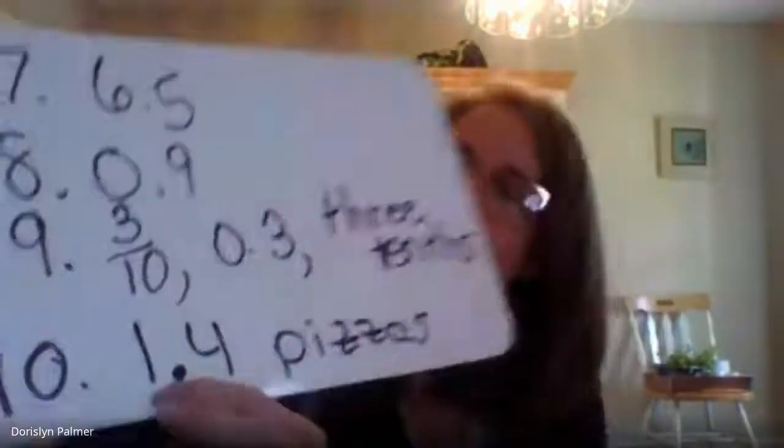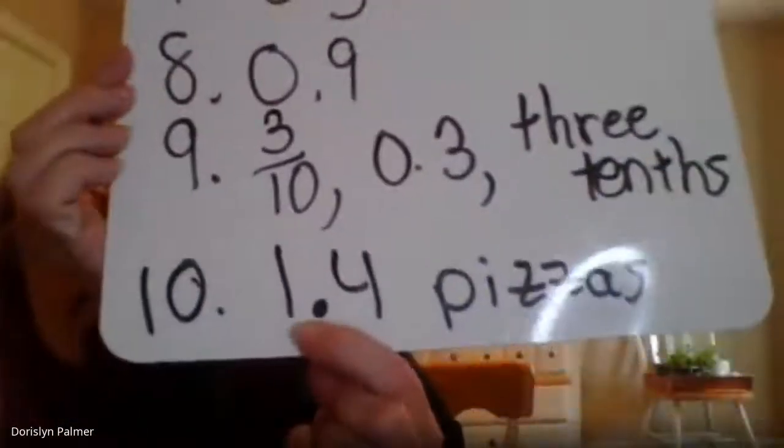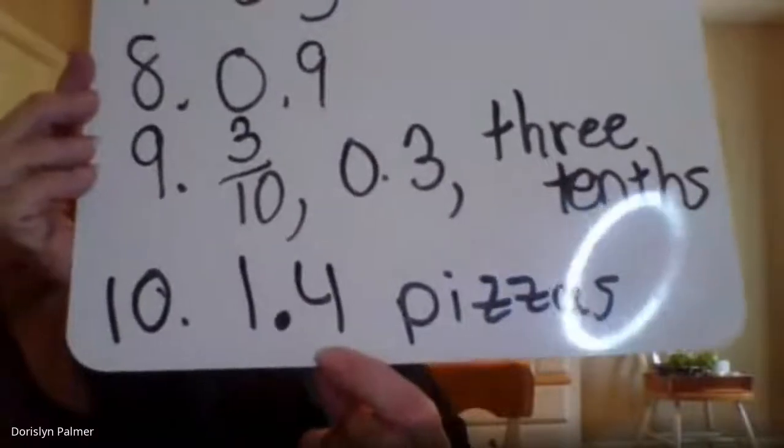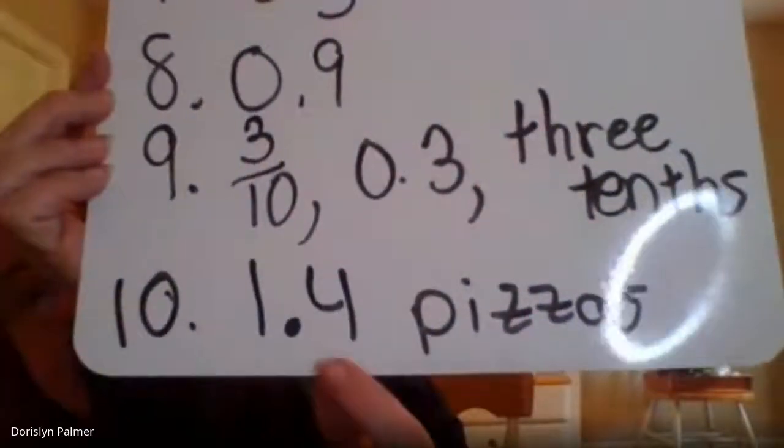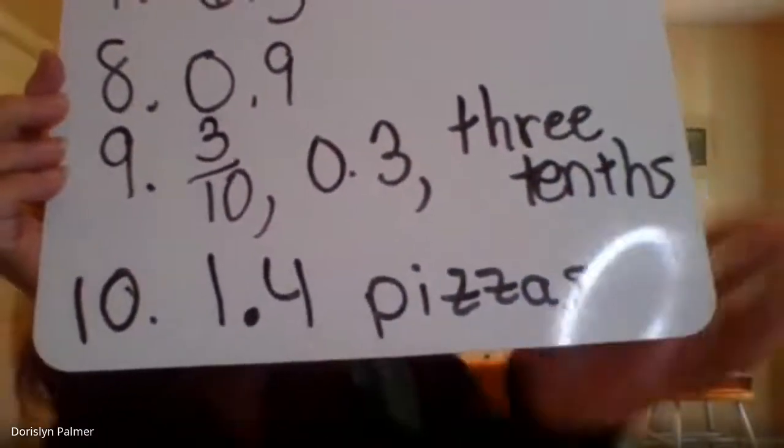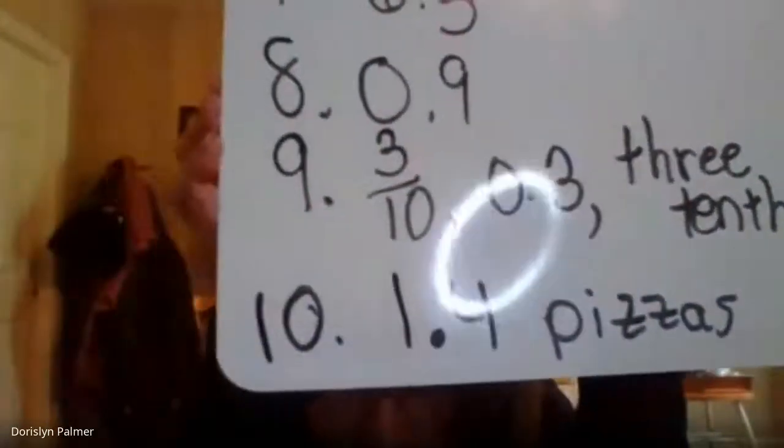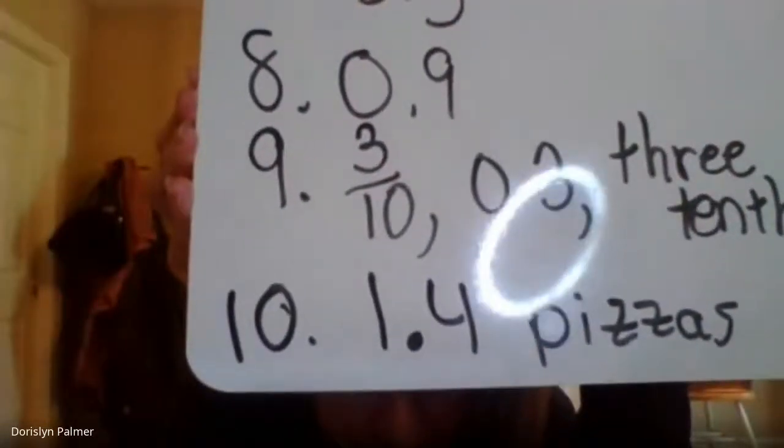So they ate 1 whole pizza. That's your 1. And then 4 out of 10 in the second pizza. So they ate 1 4/10 pizzas. Okay? So, Aaron, that was pretty good. You just had to move your decimal over 1. Okay?